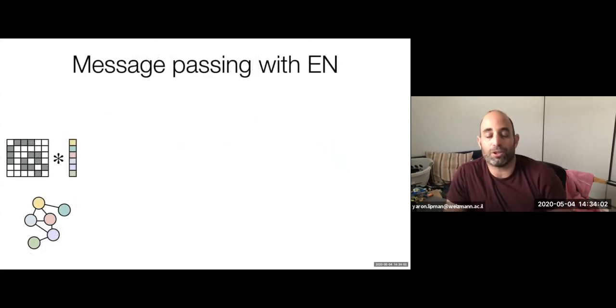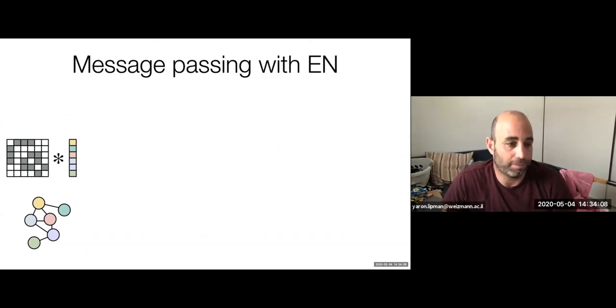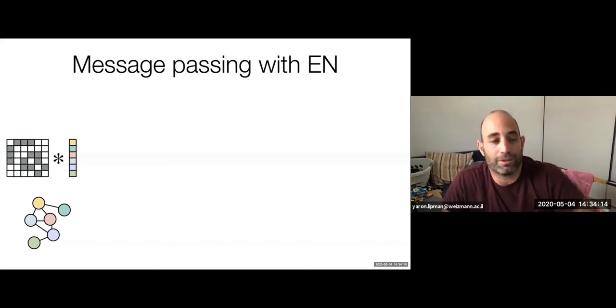Okay, so let me show you how you can encode message passing with equivariant networks. For those of you who know about message passing, I'm simplifying things a bit just to streamline this presentation. The core operation in message passing is that you have a graph, and each element of the graph has some information, like these colors. And what you want to do is you want each of these nodes to receive information from its neighbors and aggregate them in some way, and then refresh its own color in some way related to the things it saw at its neighbors.